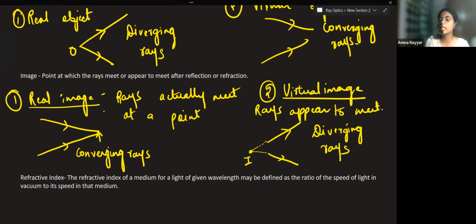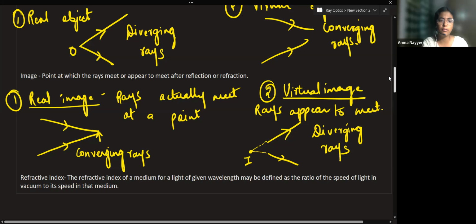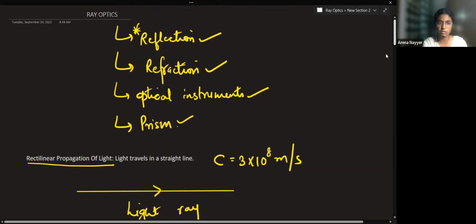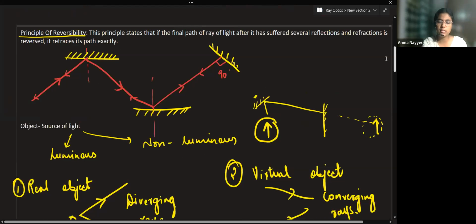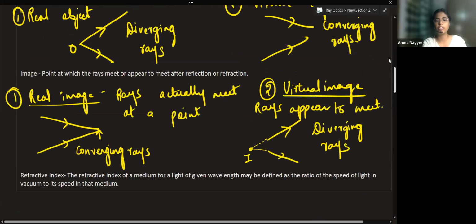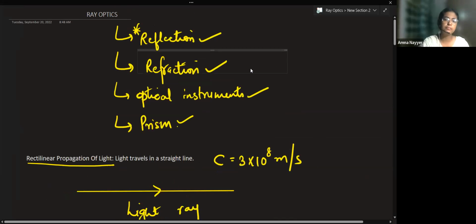First, tell me, is it clear till here? These are all very basic points. Most of you must know them from your earlier classes: virtual and real, objects and images. But this image part that we have completed, all of this is common to both reflection and refraction. Principle of reversibility traces itself. Objects are sources of light, images are where light meets. So note it down from here.